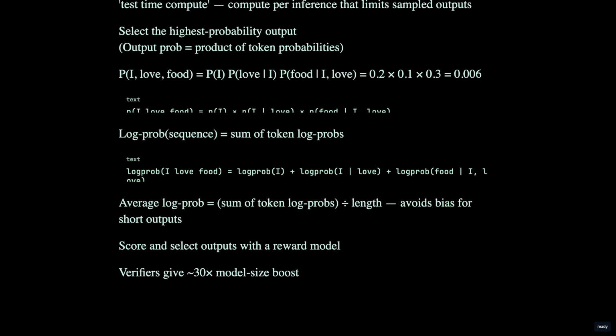OpenAI trained verifiers that evaluate candidate solutions and pick the best answer, which significantly improves math performance. The improvement was roughly equivalent to increasing model size by 30 times. For example, a 100M parameter model with a verifier performed like a 3B model without one.